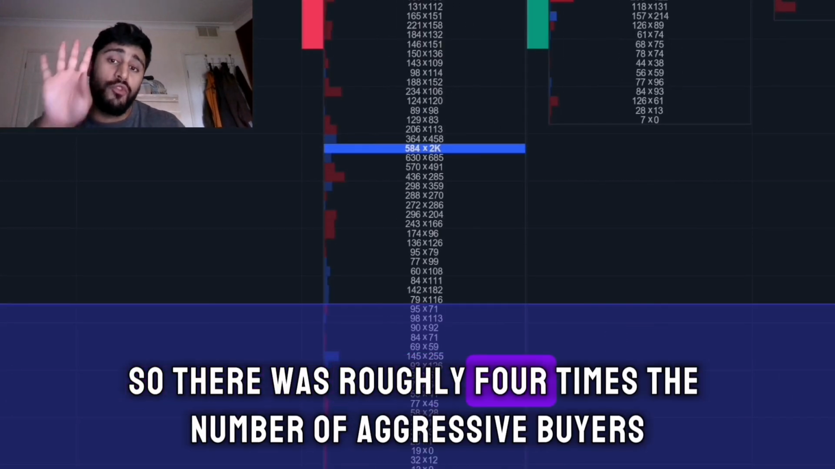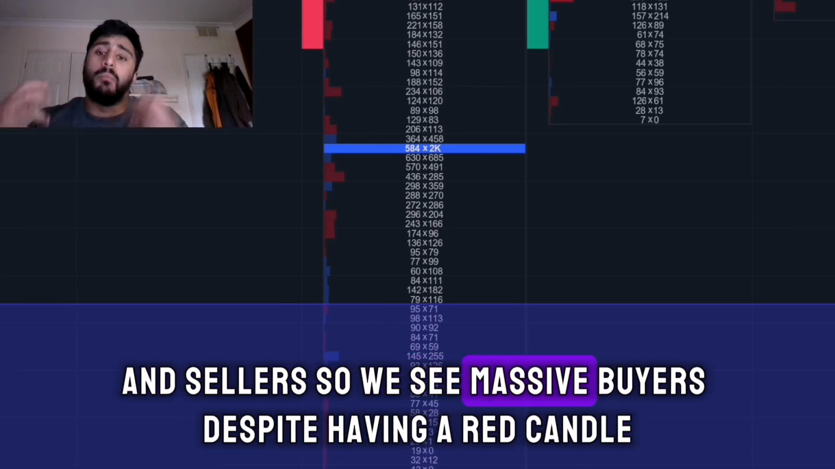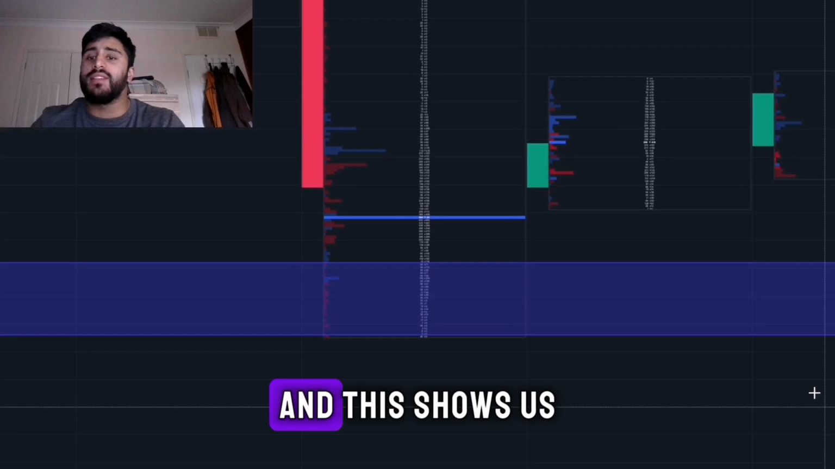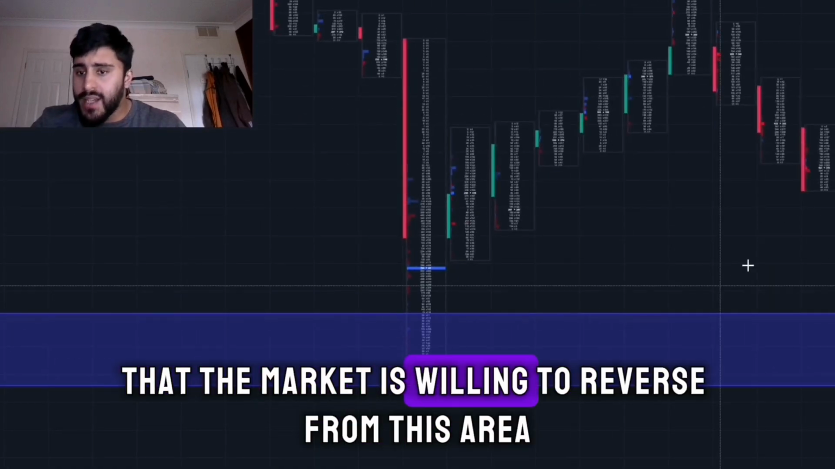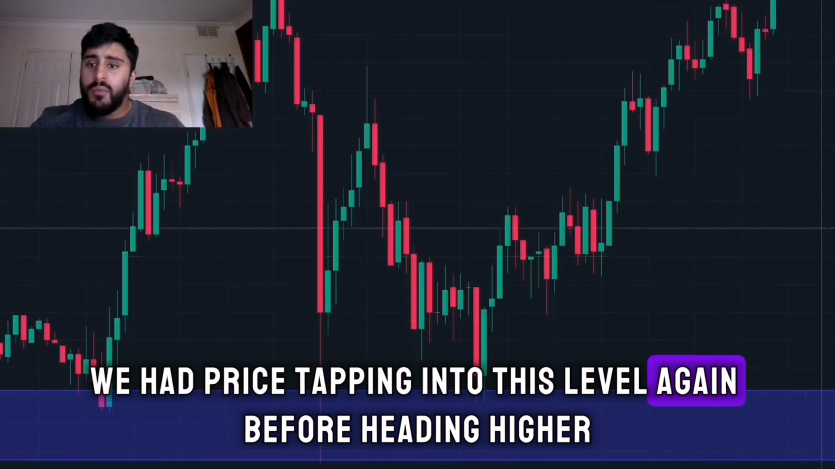So there was roughly 4 times the number of aggressive buyers and sellers. So we see massive buyers despite having a red candle. And this shows us that the market is willing to reverse from this area. And of course, we had price tapping into this level again before heading higher.